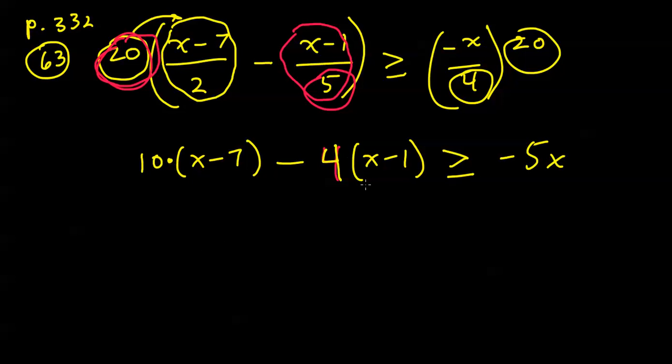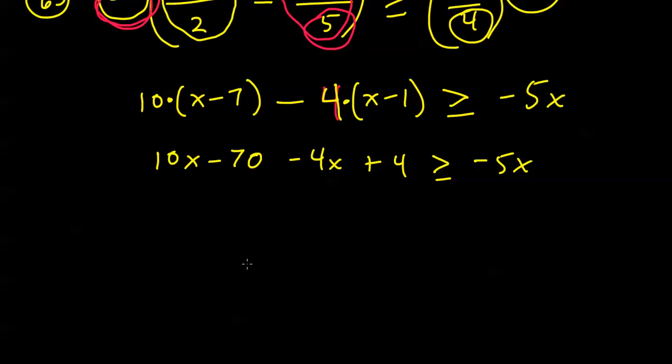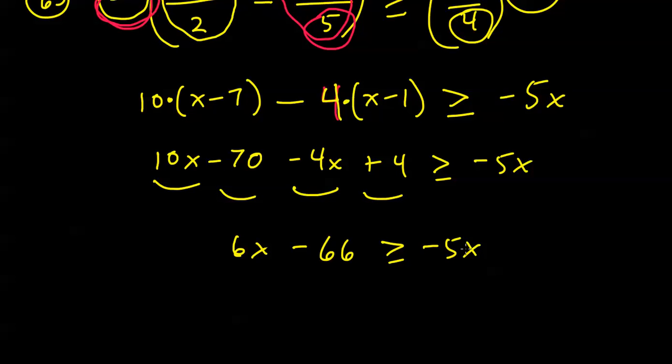Of course, I need to perform these indicated multiplications to free up the x variables to combine. So 10x minus 70 minus 4x plus 4, be careful of those signs, is greater than or equal to minus 5x. Of course, it's always best to combine within sides before you start crossing over both sides of the inequality. So 10x minus 4x is, of course, 6x. Minus 70 plus 4 is minus 66, is greater than or equal to minus 5x.